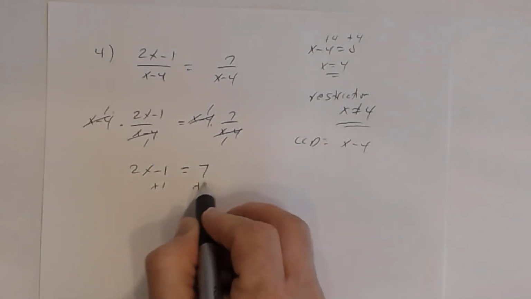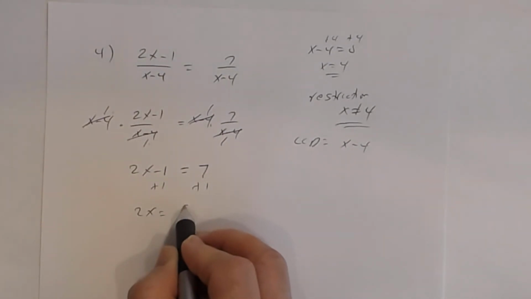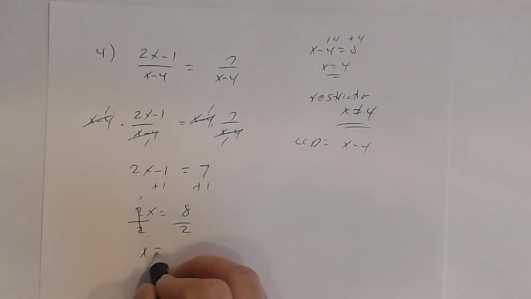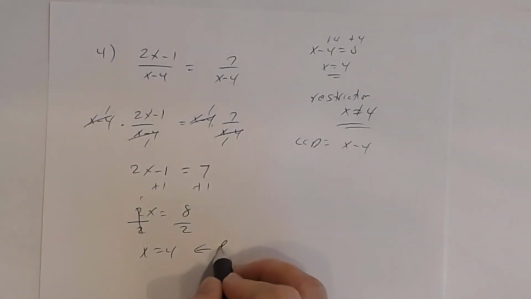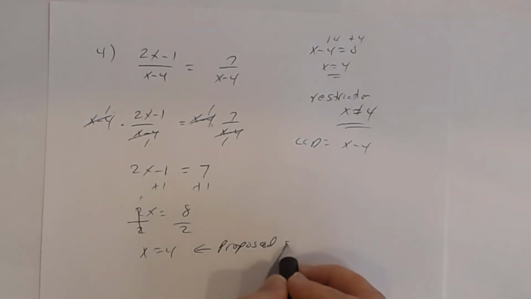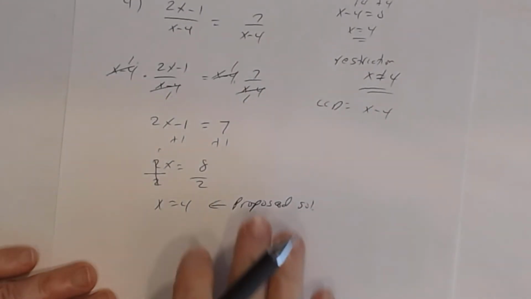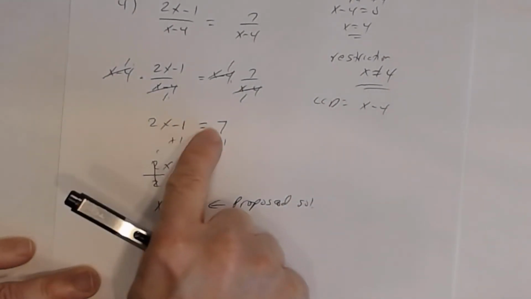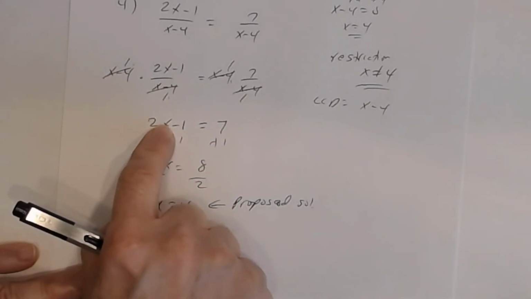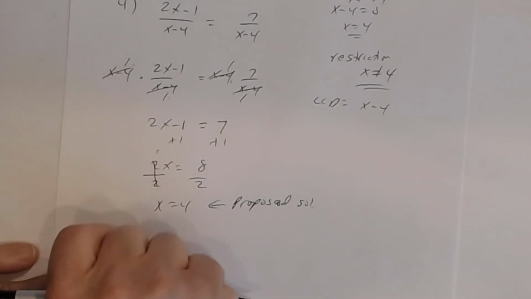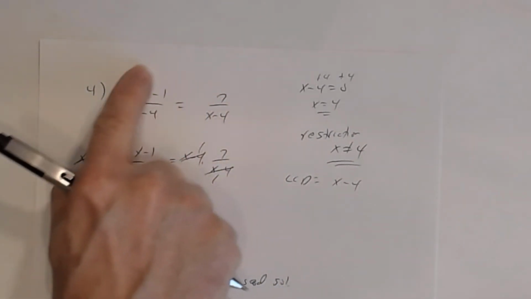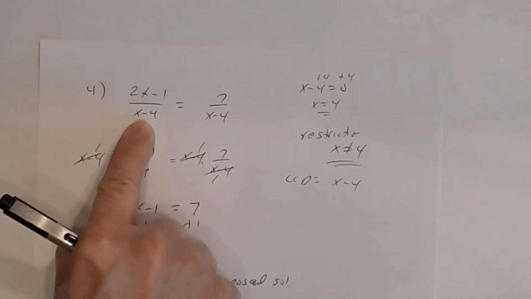I add 1 to both sides. So I get 2x equal 8. Divide both sides by 2. I get x to be 4. So this is my proposed solution. Notice I use the word proposed solution. It's called a proposed solution because that is a solution to this. That is true. Watch. 2 times 4 is 8. 8 minus 1 is 7. But is it a solution to the original equation?